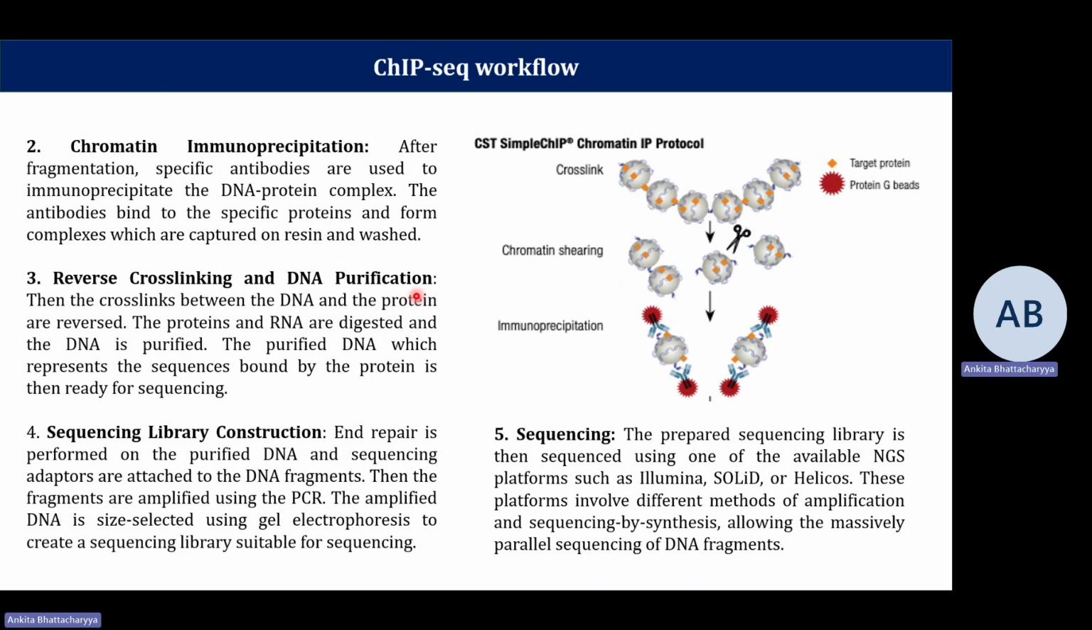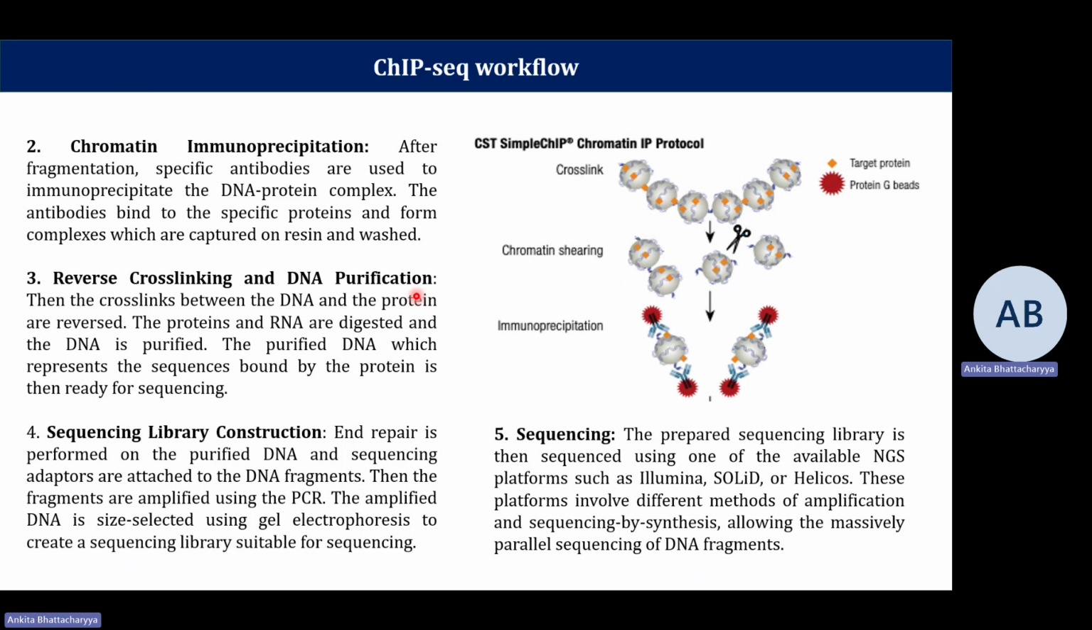Next, the sequencing library construction. End repair is performed on the purified DNA and sequencing adapters attached to the DNA fragments. Then they can be amplified using PCR. The amplified DNA is size selected using gel electrophoresis, and that creates a sequencing library. Again, these are mostly taken care of commercially, but learning basics is always a good idea.